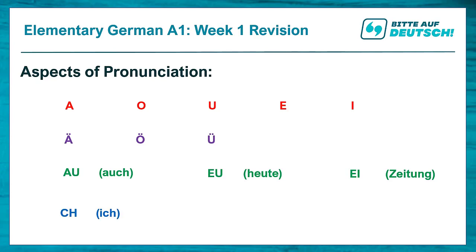Another consonant combination that we have been studying in the previous lessons is the combination of C and H. This combination is pronounced differently depending on the vowels that they are combined with. After lighter vowels like I or E, for example, we will pronounce it very softly. Sh, as in ich.